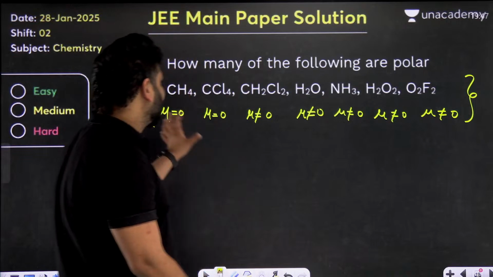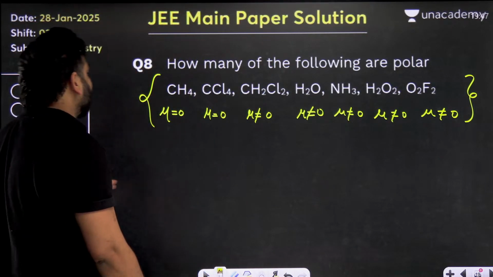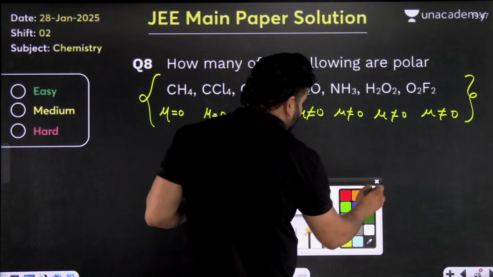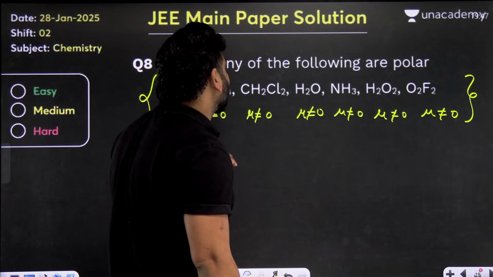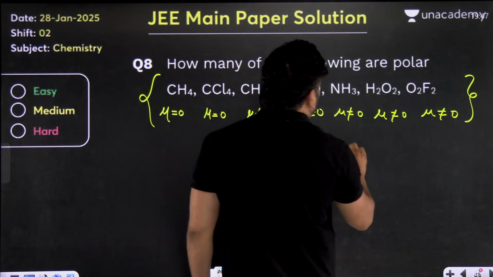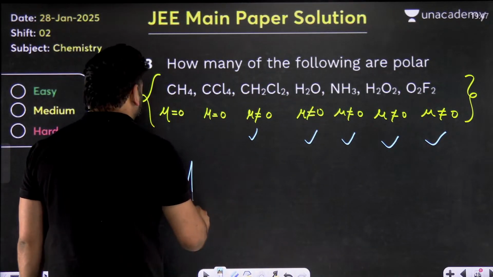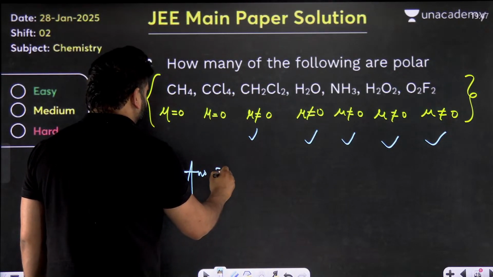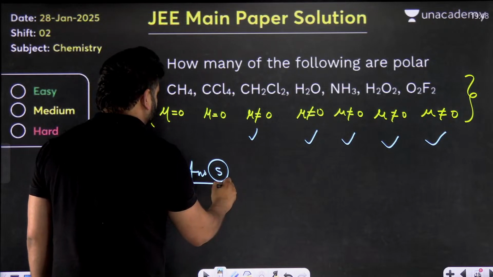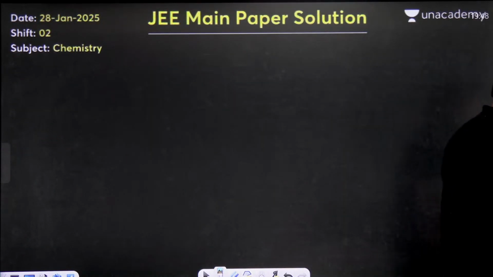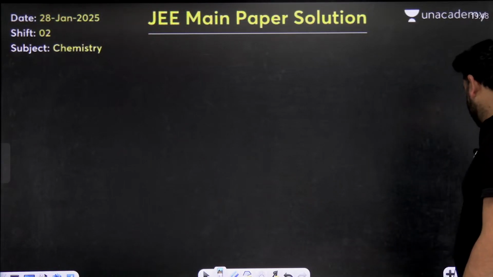But yes, if this many molecules are given to us, the correct answer should be how many of them are polar. So whatever molecule has mu equal to non-zero will be your answer, which is 1, 2, 3, 4, and 5. So 1, 2, 3, 4, and 5 is the correct answer. Answer is 5.